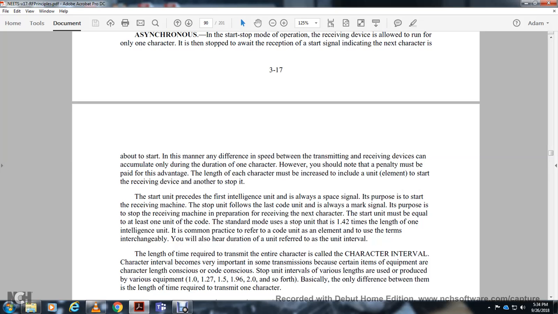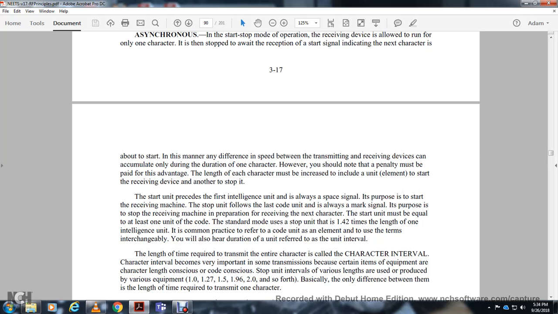However, you should note that a penalty must be paid for this advantage. The length of each character must be increased to include two additional unit elements: one to start the receiving device and another to stop it. The start unit is always a space signal. Its purpose is to start the receiving machine. The stop unit follows the last code unit and is always a mark signal. Its purpose is to stop the receiving machine and prepare it to receive the next character.